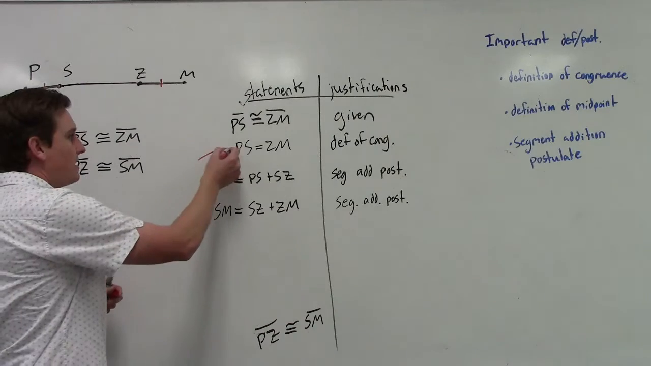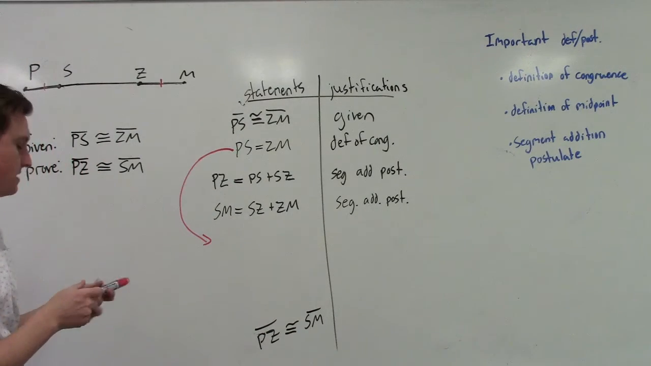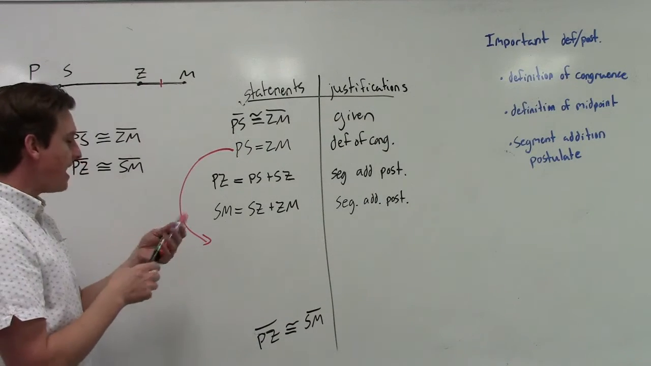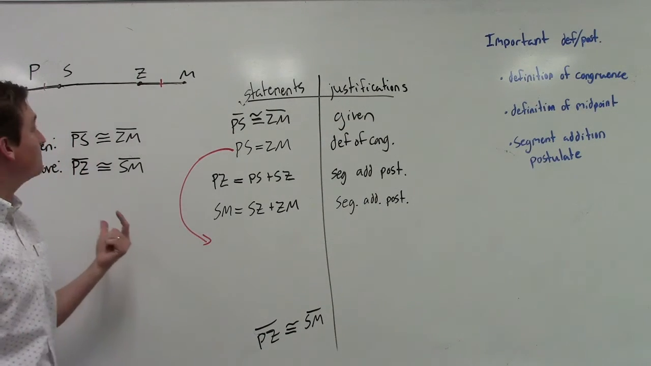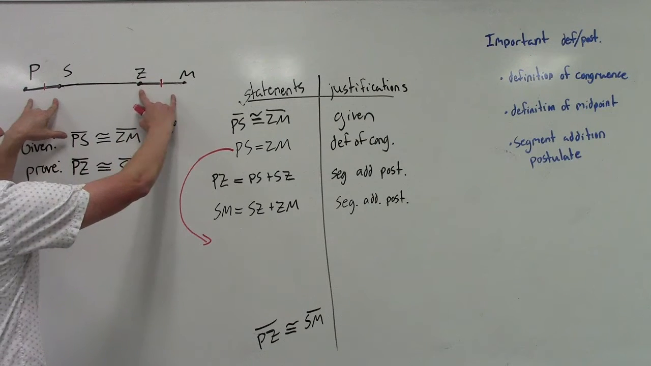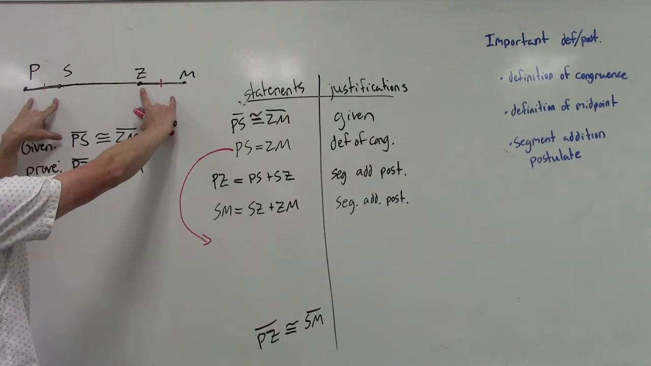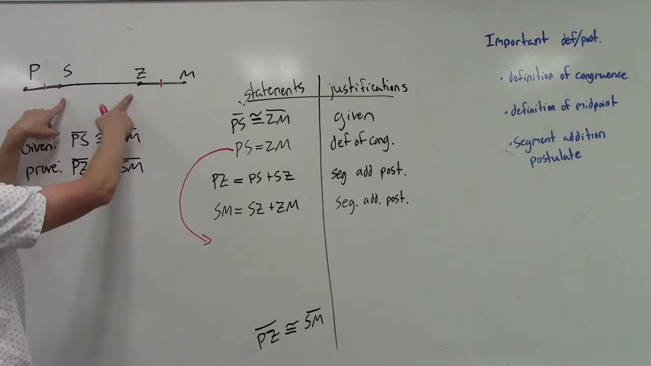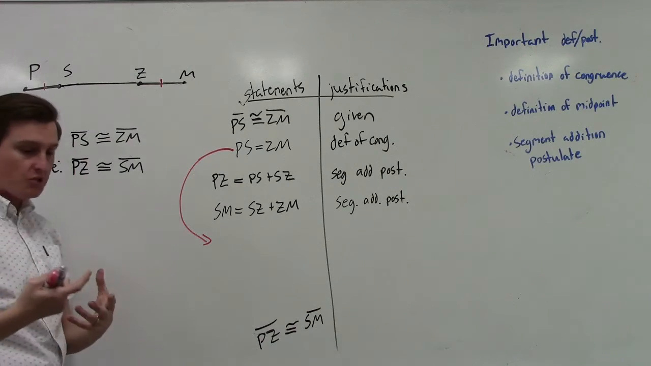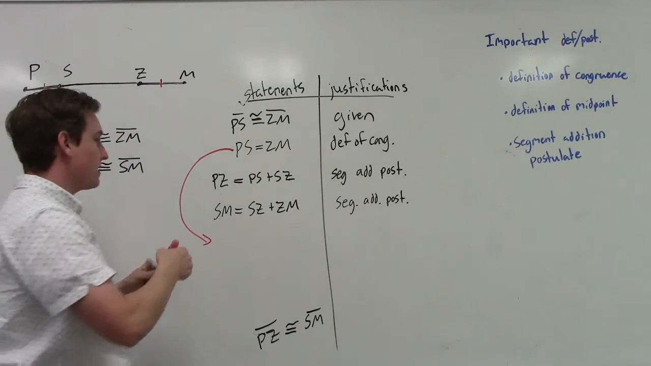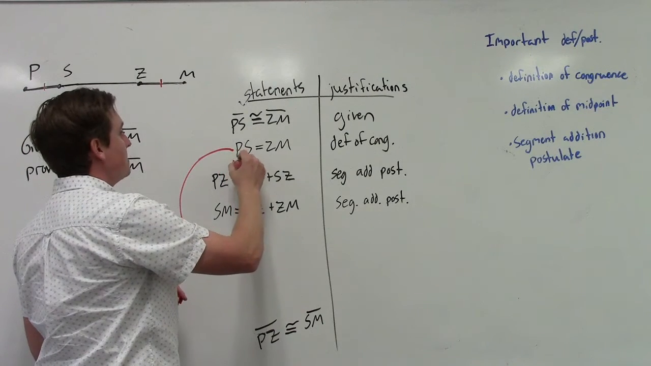So I'm going to do that here, but it's going to look a little bit different than normal. Here's what I'm going to do. What I'm going to add to both sides is another segment measurement, because I have PS and ZM. What I'm trying to add to both of those segments is SZ. So I'm just going to add that to both sides, which I can do because of the addition property of equality.